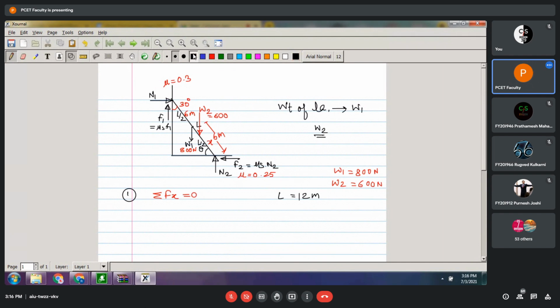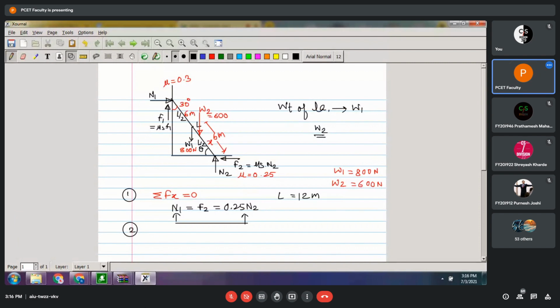Can you tell me, we will start from this point, how many forces are acting along the x direction? N1. It is N1, and any other force? F2. N1 will be equal to F2. Either you write it as F2 or you can say it is equal to 0.25 N2. So that you will get your relation between N1 and N2. This is your relation.